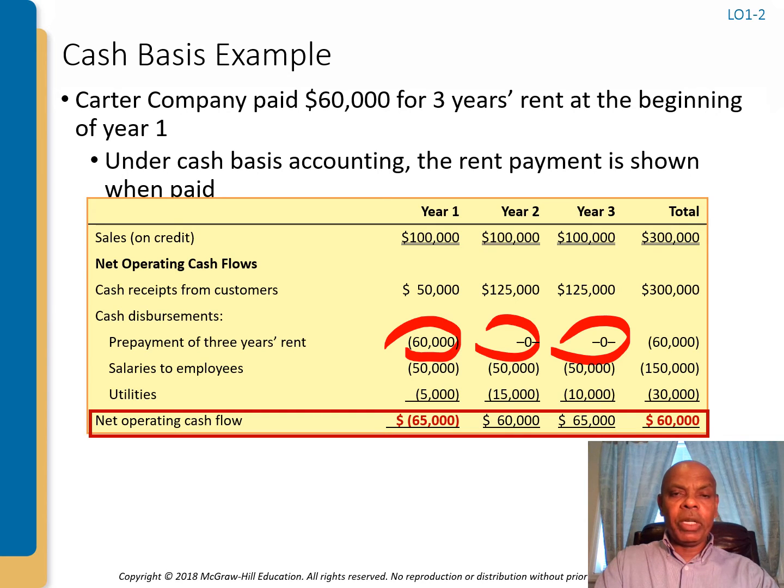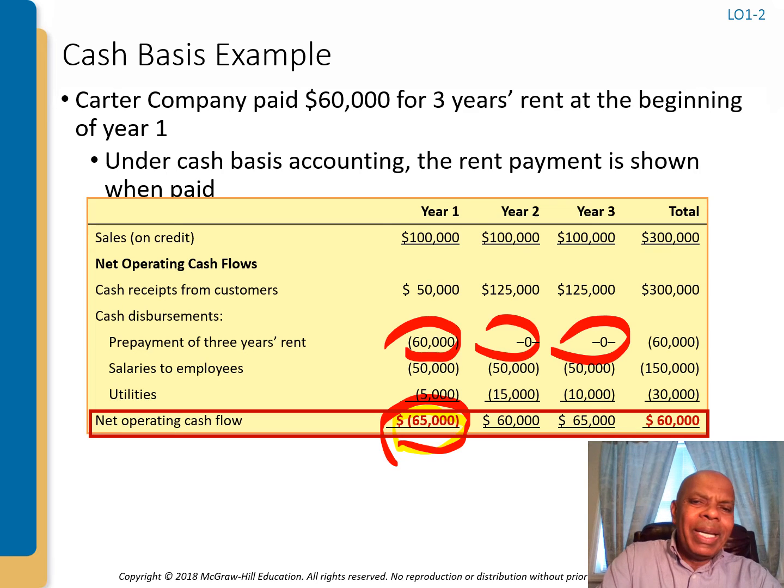Now you can see the cash payments, cash disbursements: payment of 3 years rent, 60,000 in year 1. That's the cash payment right away. And then salaries 50,000 each year for 3 years. Utilities 5,000 the first year and 15,000 and 10,000 in the second and third years. So if you look at that on a cash basis, what do we have in year 1? Year 1 we have an operating loss; net operating cash flow is negative, correct? You can see that negative 65. Why? Because we put the entire 60,000 over here.